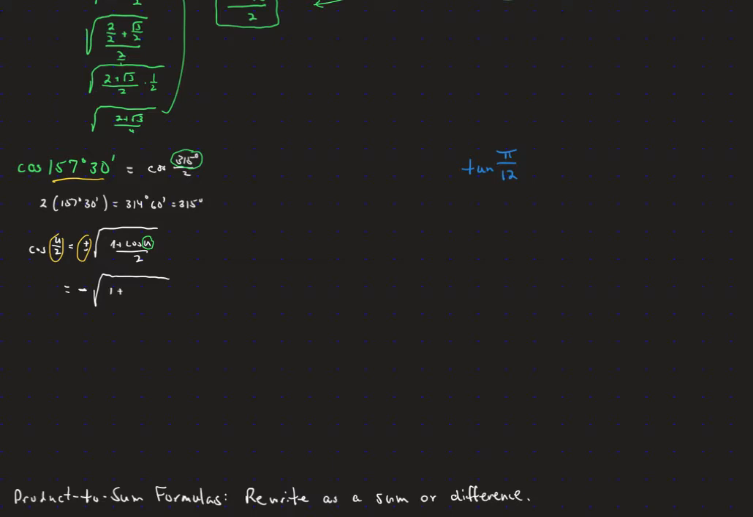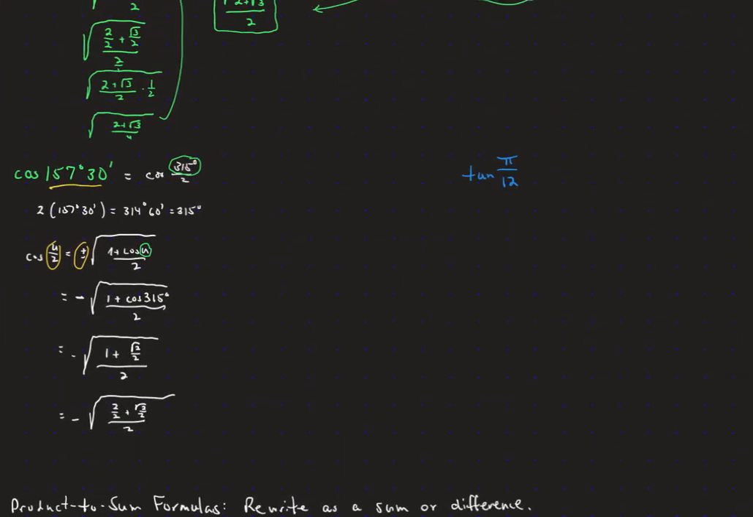Now we're going to get 1 plus, that's going to be the cosine of 315 degrees, and we're going to divide that all by 2. So let's see, 315 degrees, the reference angle is 45. Cosine of 45 is square root of 2 over 2. 315 degrees is in quadrant 4, and cosine in quadrant 4 is positive. So now we got to do some algebra work here. That's 2 over 2 plus square root of 2 over 2 all over 2.